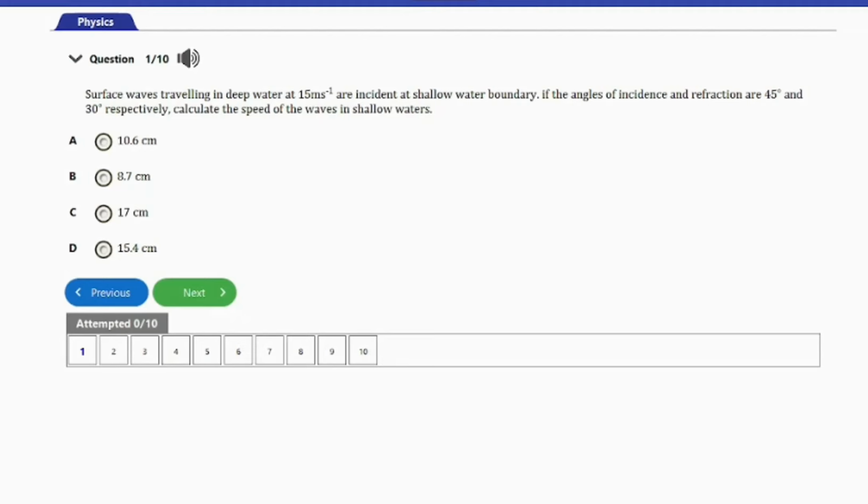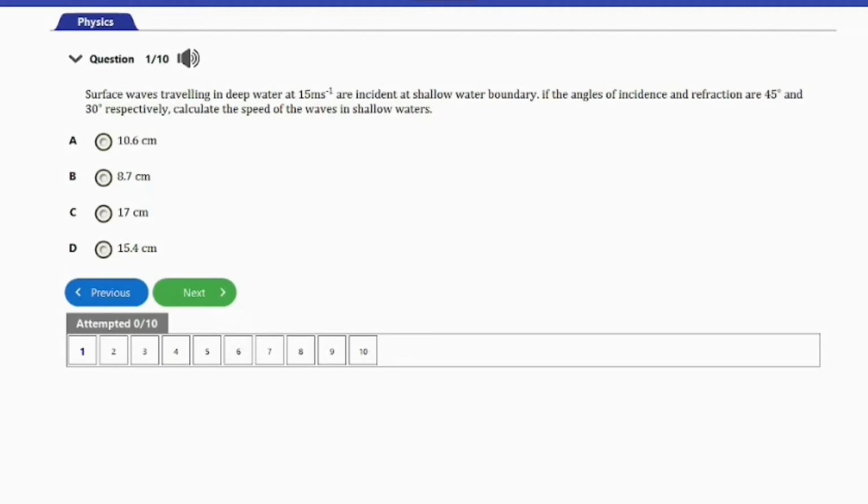It says, surface waves traveling in deep water at 50 meters per second are incident at a shallow water boundary. If the angles of incidence and refraction are 45° and 30° respectively, calculate the speed of the waves in shallow water.